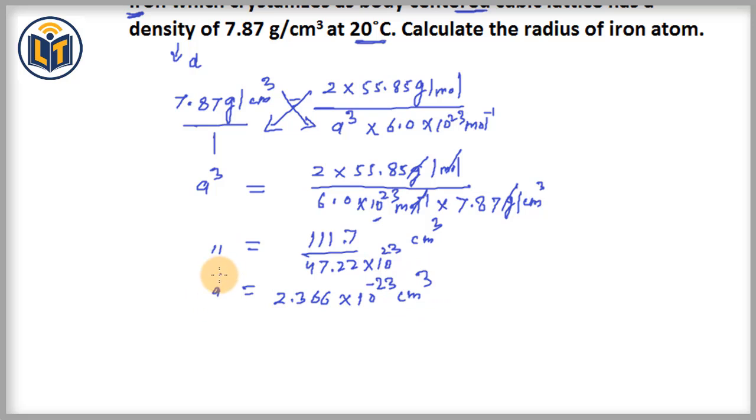Now we can find the A value. We can take the cube root. Here A is equal to 2.366 multiplied by 10 to the power minus 23, in centimeter cube, in brackets to the power 1/3.